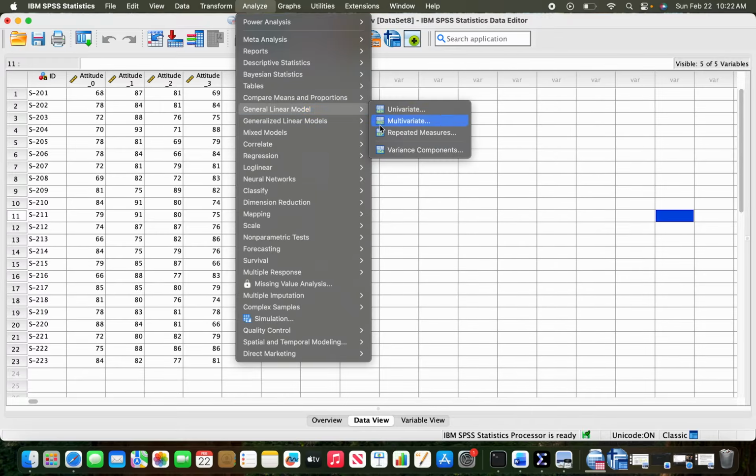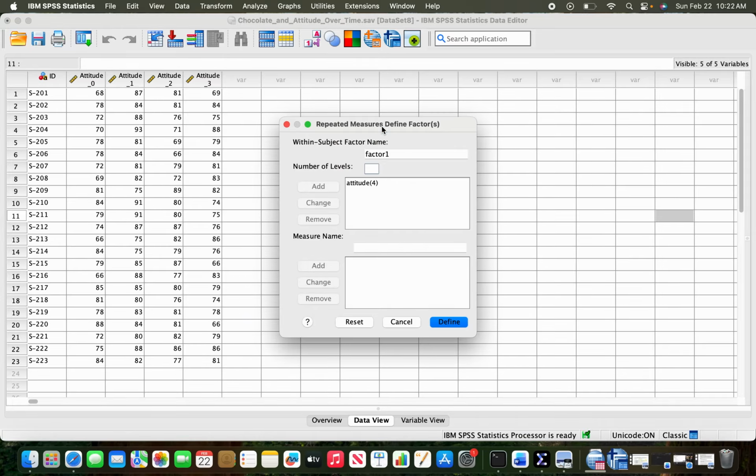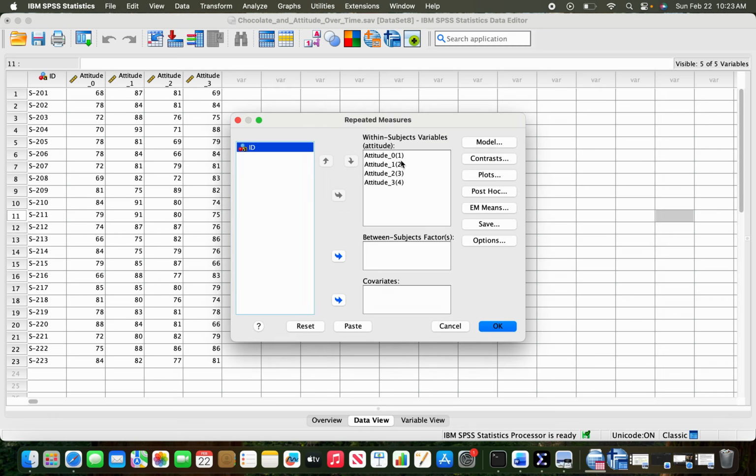Next up, we're going to go to Analyze, General Linear Model. I've already done this, so let me just remove this. Okay, so attitude. We have 4 levels, so we're going to do that, and then we're going to say Add. Something that I learned is you can't have space or anything else in that factor name. That's just a sidebar. Define.